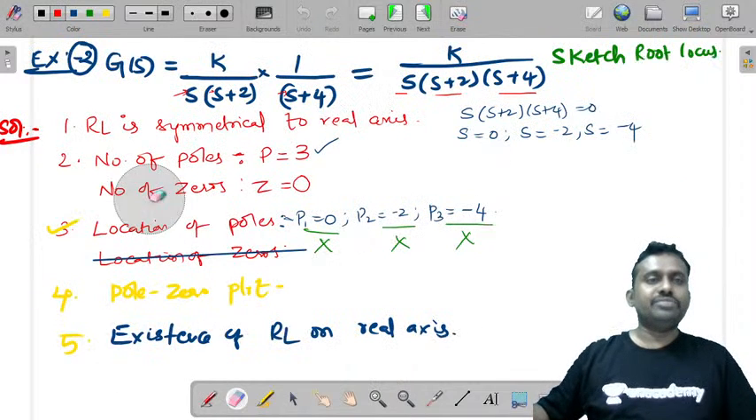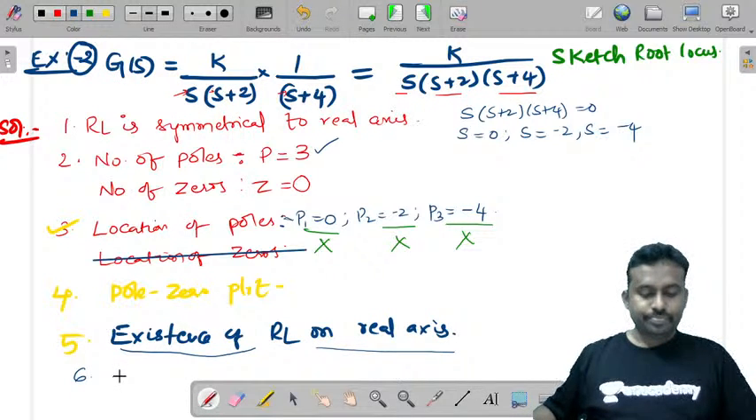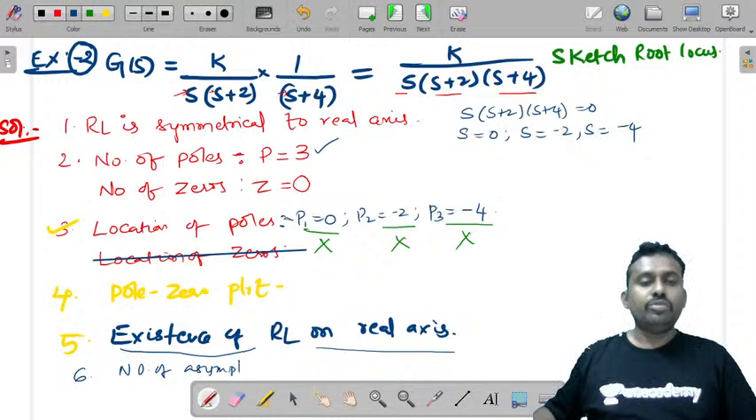So we have done this fifth part also. What was that fifth part? It is finding the existence of the root locus on the real axis. Then we should calculate the number of asymptotes. What is the number of asymptotes and how do we find it?